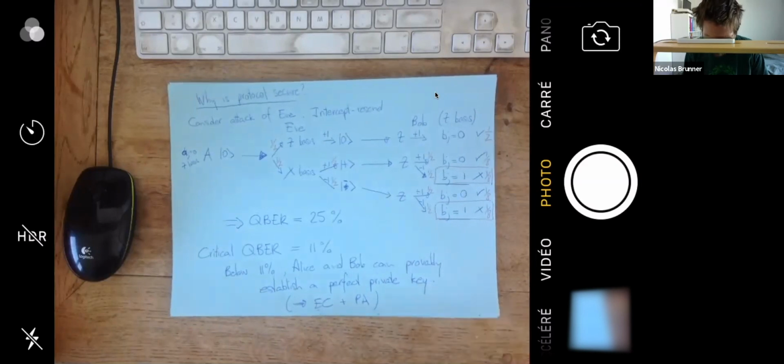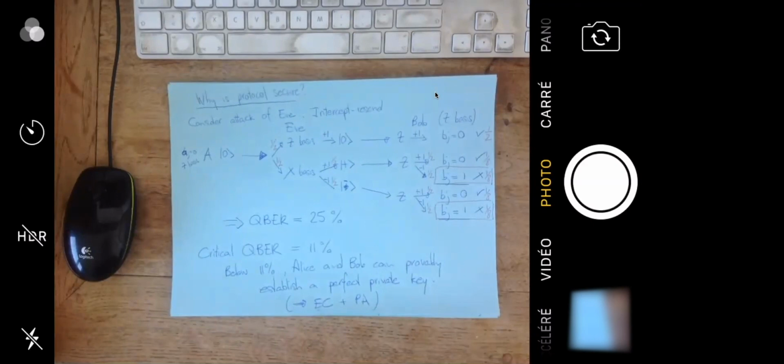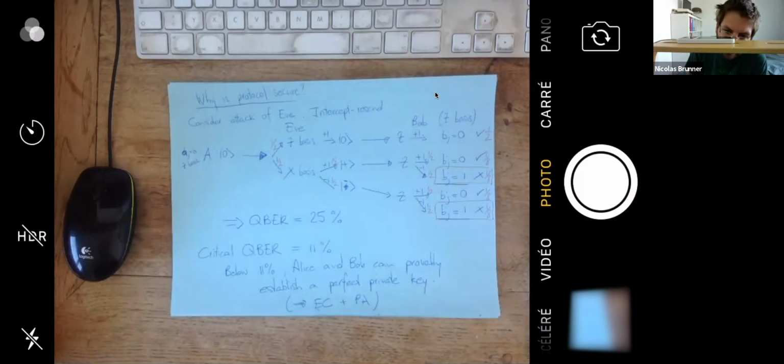I see. But also this 11% that you give here, doesn't it depend on the number n that you start with? Because if you don't have enough bits from the start, you cannot do the error correction so well. Sure, but that would mean you do the protocol badly. If you just send 3 qubits, of course, it's not going to work.